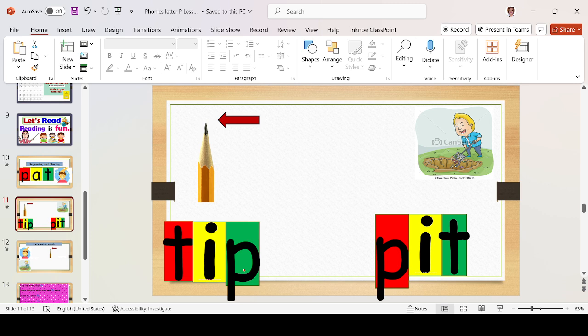T, E, P. Can you say it? T, E, P. What is the word? Tip. So we do T, E, P. Tip. Very good. This is the tip of our pencil. Let's go here.